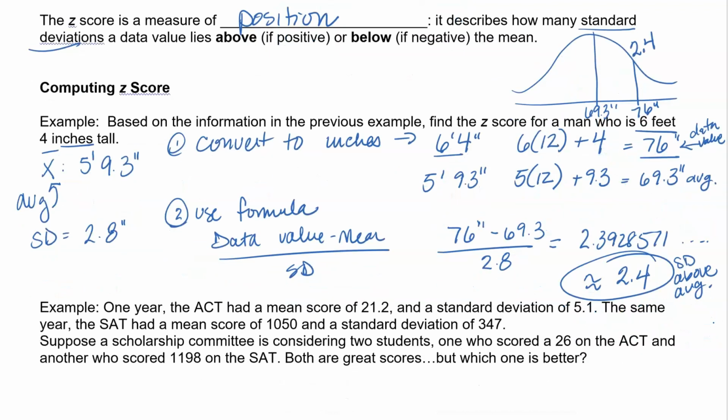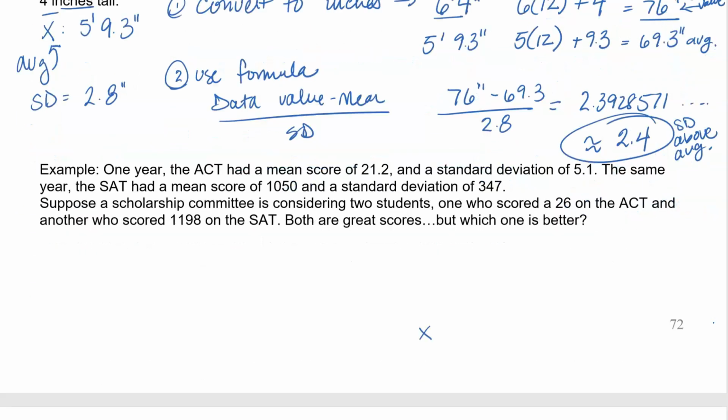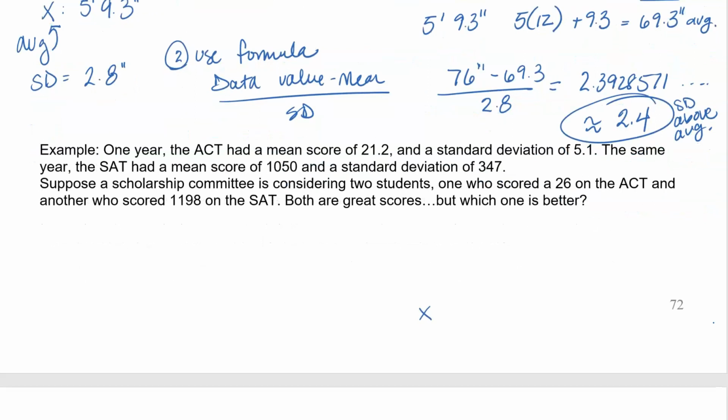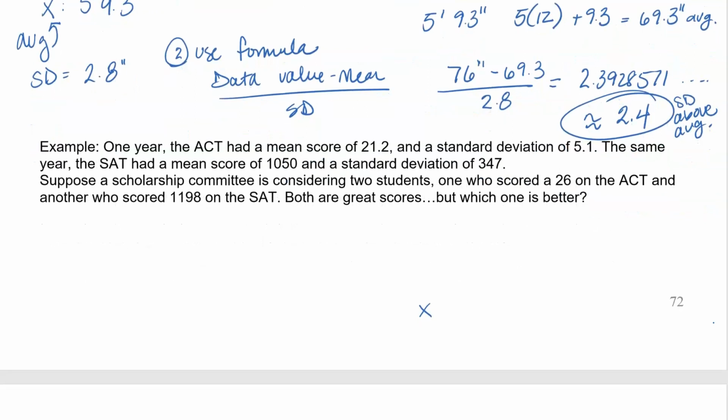Okay, let's do another example. One year the ACT had a mean score of 21.2. I'm just going to jot this down as I read it. So the mean is 21.2 with a standard deviation of 5.1. The same year, the SAT had a mean score of 1050 with a standard deviation of 3.5.